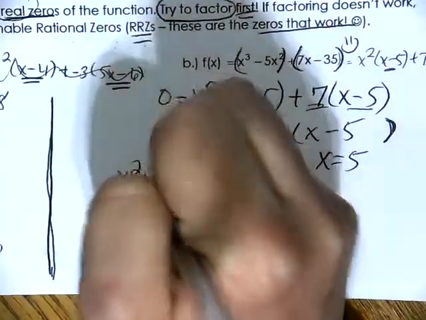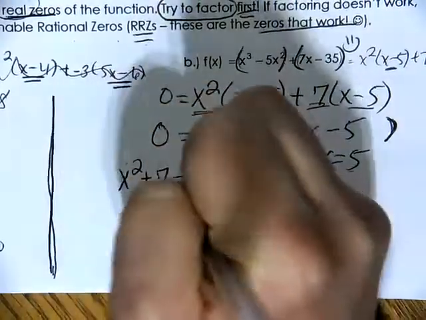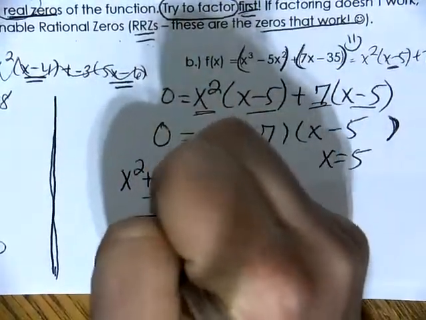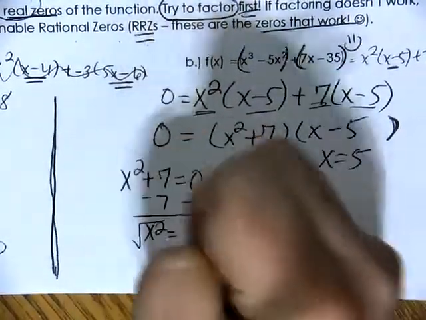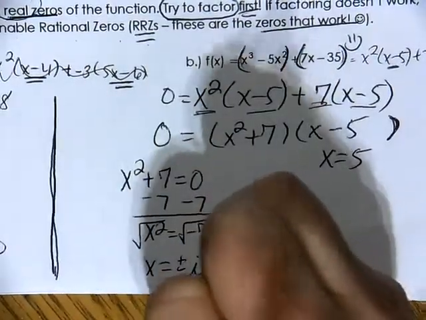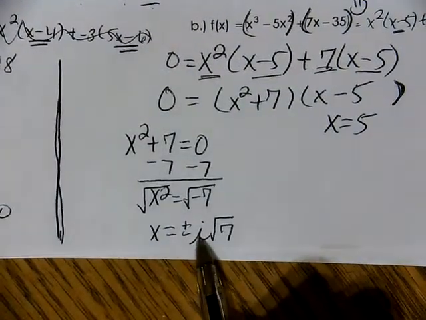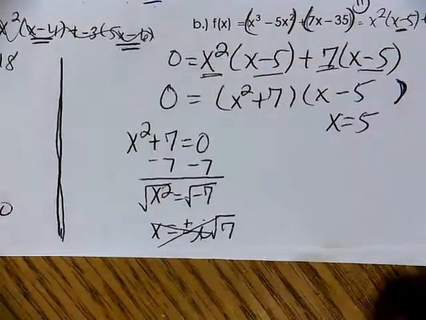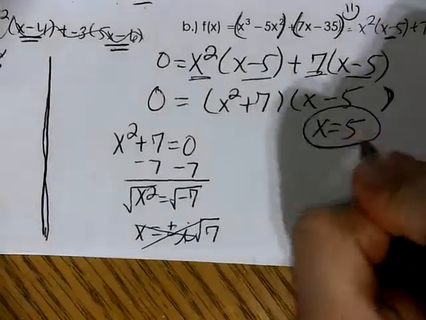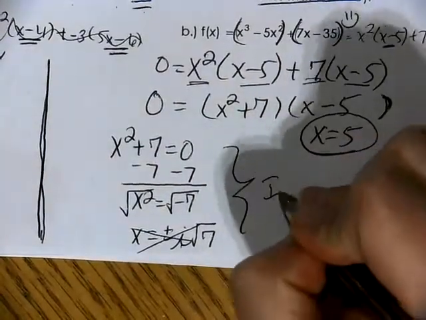I'm going to write x squared plus 7 is equal to 0. I'm going to subtract 7 on both sides, and I end up with x squared is equal to negative 7. I'm going to take the square root of both sides, and I end up with x equals plus or minus i square root of 7. Now, i makes this imaginary, so therefore that is not a real answer, and my only real answer is x equals 5. This work, I need to see it.